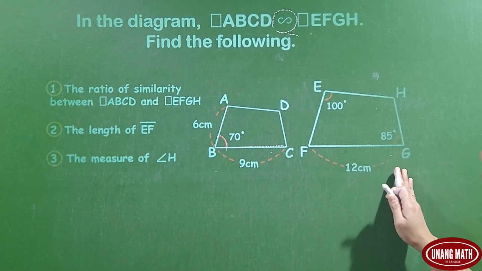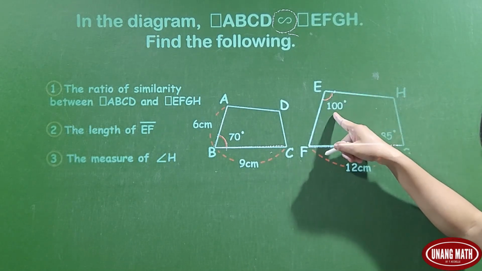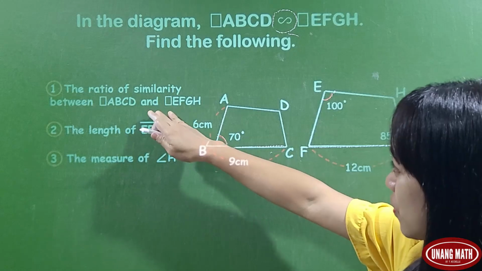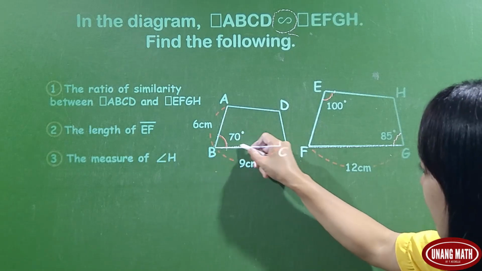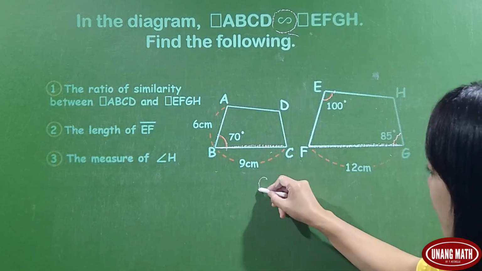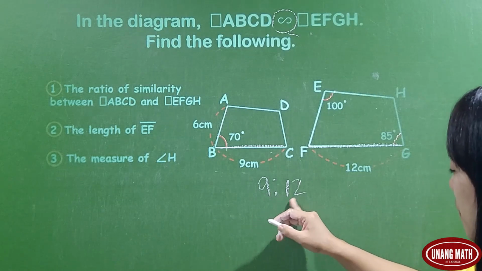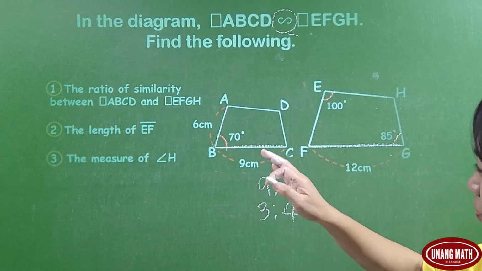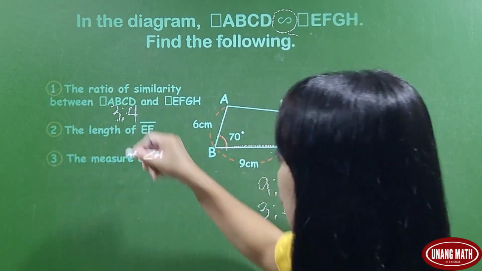What about in this quadrilateral? This side is given 12 centimeters, this angle is 100 degrees, and this angle is 85 degrees. In finding the ratio of similarity between these two figures, we can consider this side because both are given. So this is 9 centimeters, 12 centimeters. So we have 9 is to 12. If we simplify, dividing both numbers by 3, we have 3 is to 4. So the ratio of similarity between these two quadrilaterals is 3 is to 4.